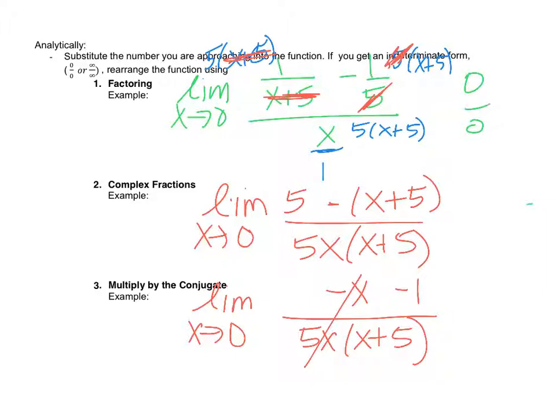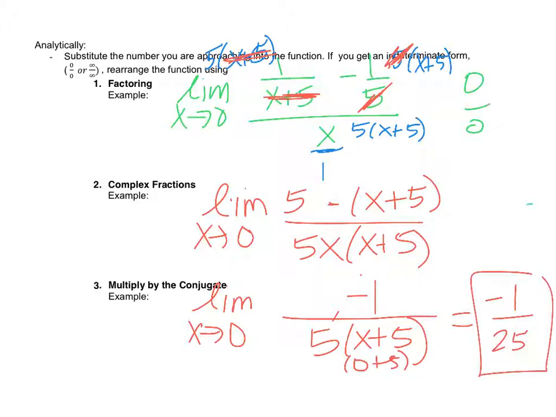So I'm running out of room, so I'm going to just erase this. We have negative 1 on top. We have a 5 still left on the bottom. Now let's substitute in 0. So on the top I have negative 1, and 5 times 0 plus 5 is just 5. So 5 times 5 is 25. My limit is just negative 1 over 25.